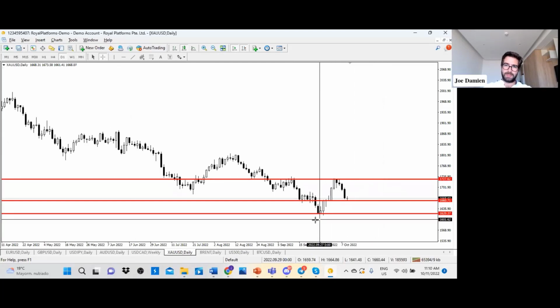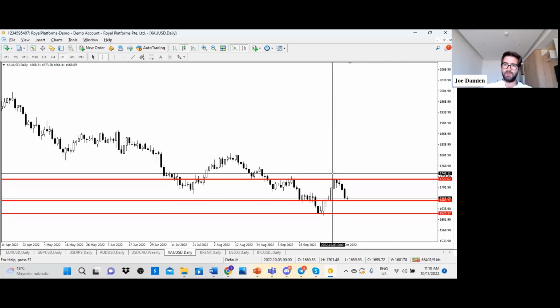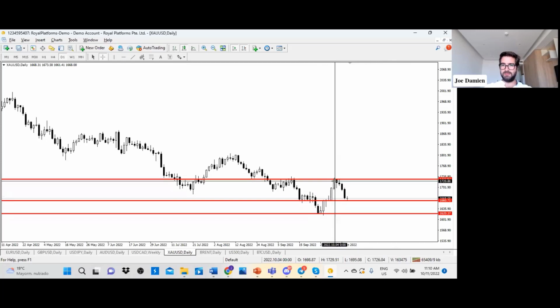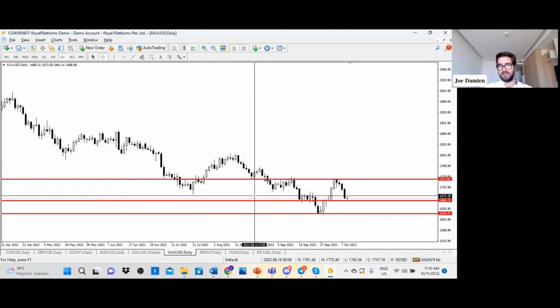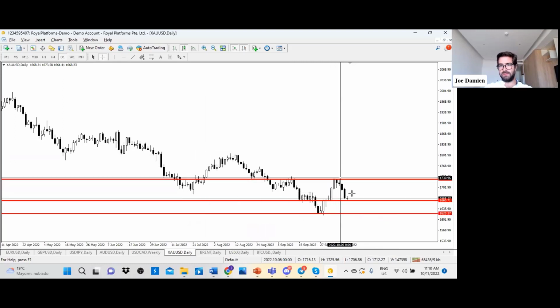Okay, so the market posted a very deep correction, and most probably it will continue its move to the downside in the same direction of the main trend. So the next target for the gold is 16.19 in the coming days.